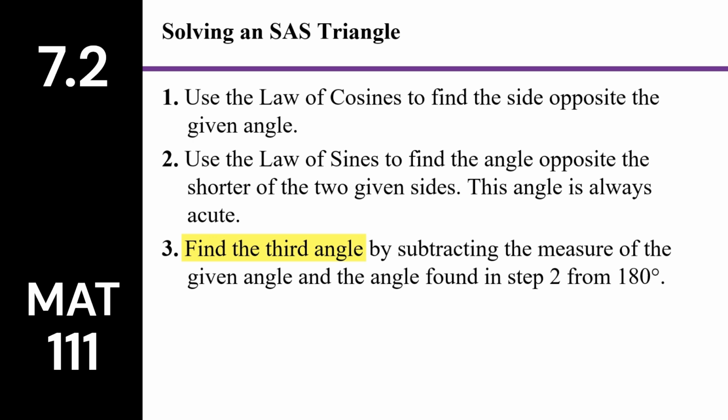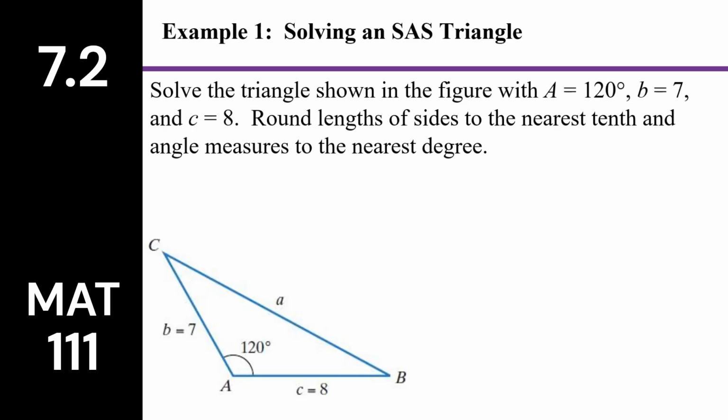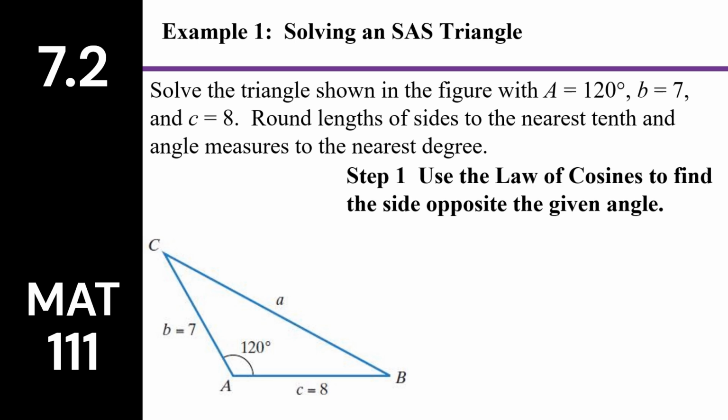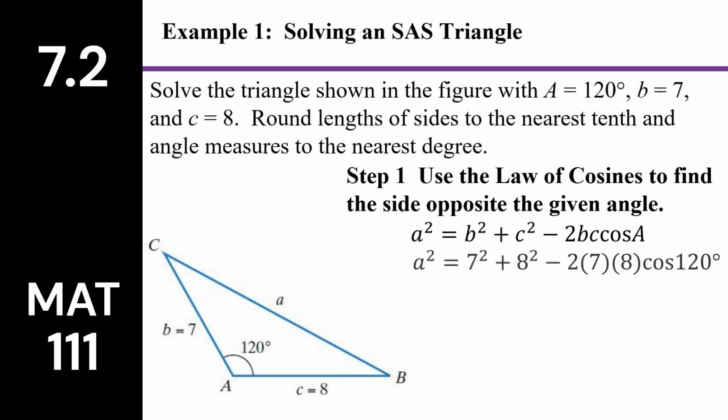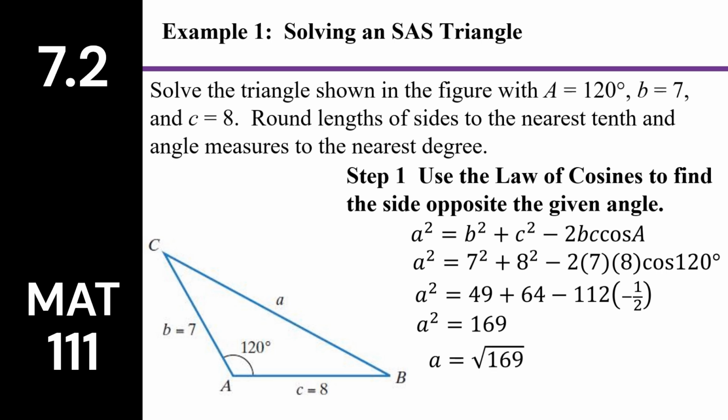Let's look at the example. In example 1, we have this side-angle-side triangle where we know angle A, side b, and side c. And notice that we do not have a side-angle combination, so we cannot use the law of sines. So we'll begin by using the law of cosines to find the side that's opposite the 120 degree angle. We write the version of the law of cosines that includes angle A. We fill in the values, we start to simplify, and we get a squared equals 169. Take the square root of both sides, so a equals 13.